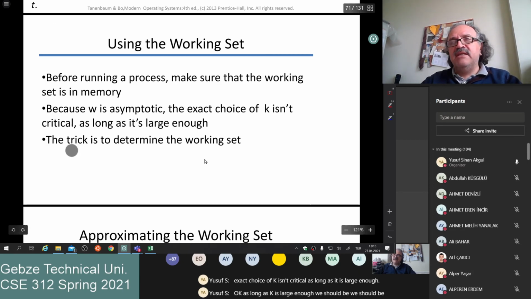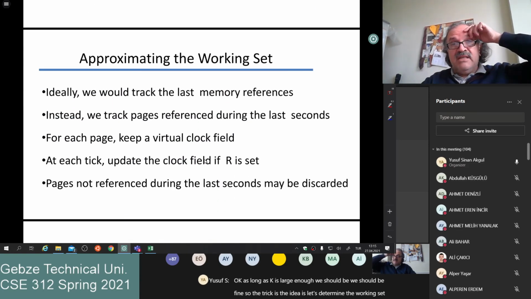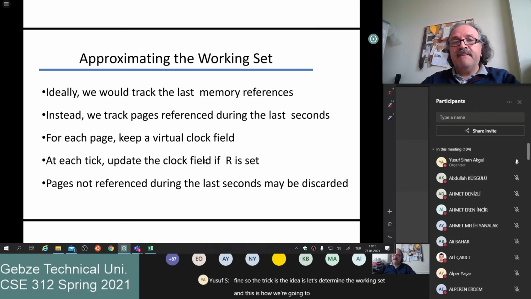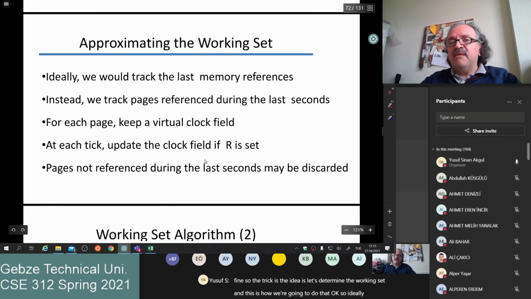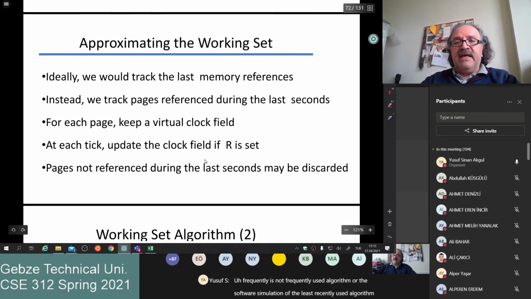So the idea is, let's determine the working set. And this is how we are going to do that. Ideally, we will track the last memory references, like we did with the not frequently used algorithm, or the software simulation of the least recently used algorithm. We will track the last memory references.